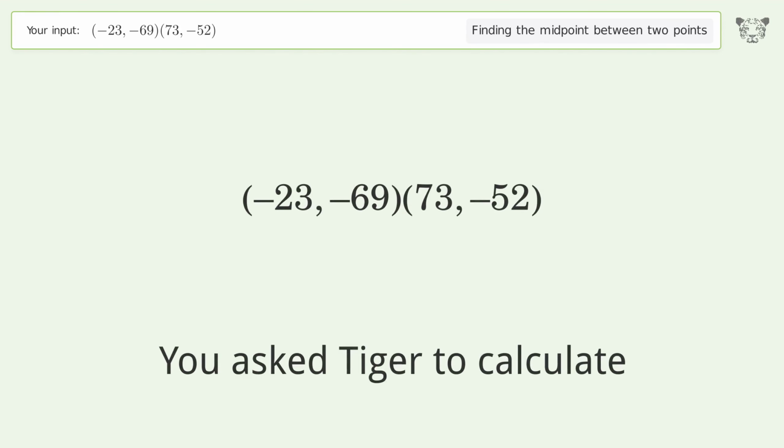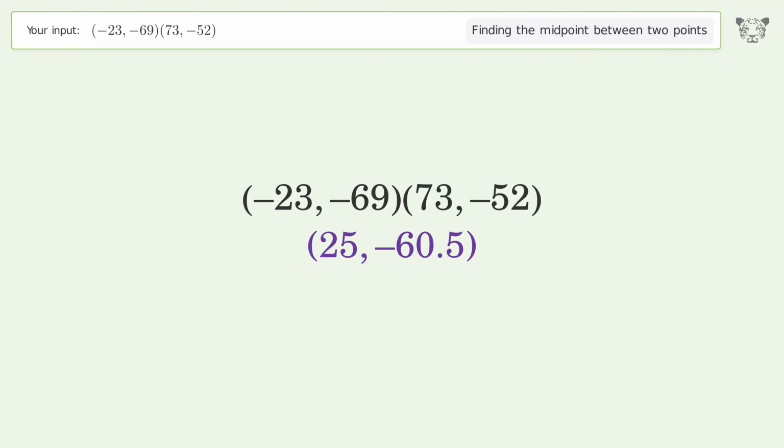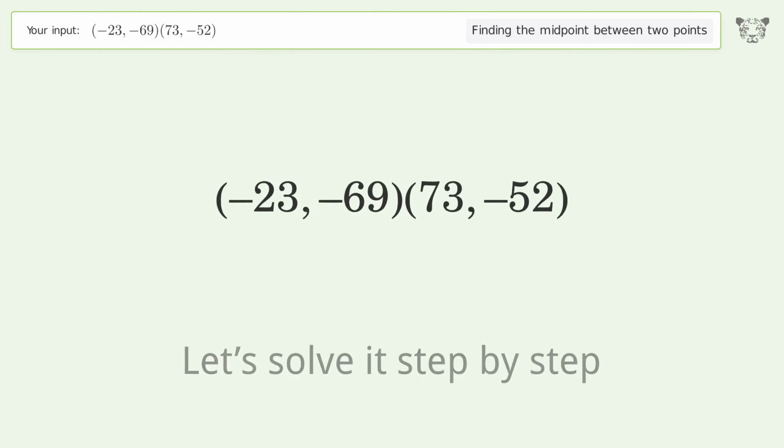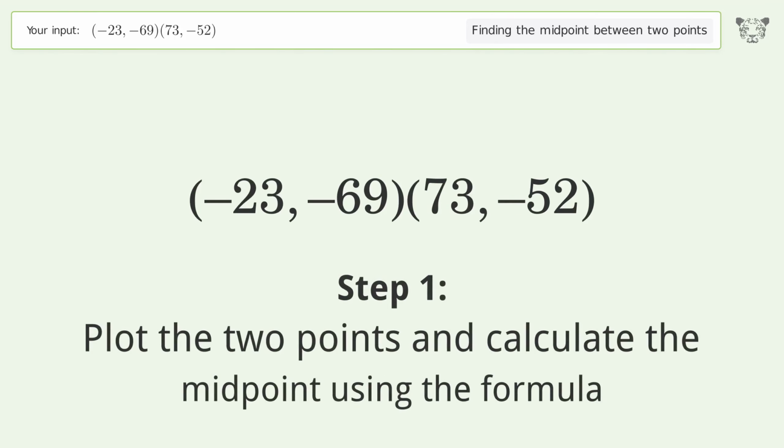You ask Tiger to calculate. This deals with finding the midpoint between 2 points. The midpoint between the 2 points is (25, -60.5). Let's solve it step by step. Plot the 2 points and calculate the midpoint using the formula.